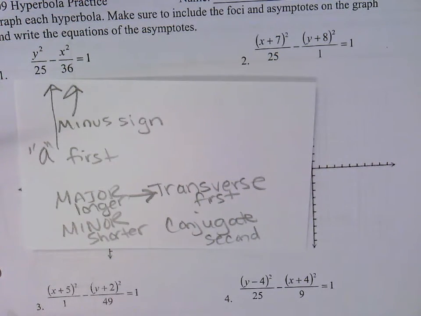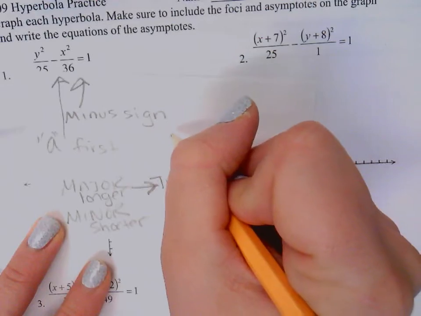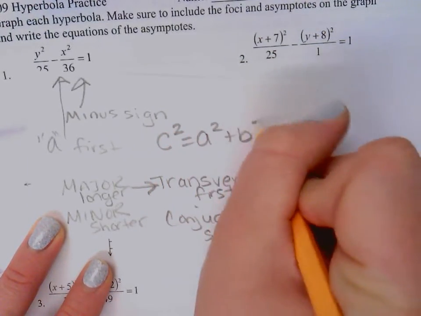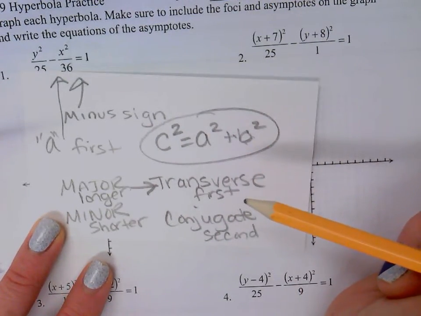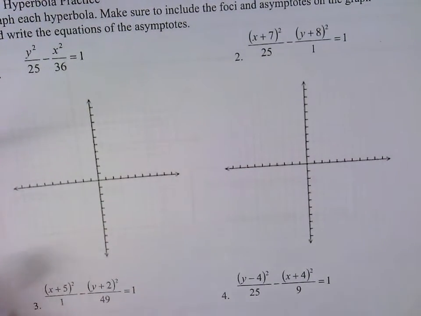And then there was one other difference that I'll put up on the board, but I'm just writing it for the purpose of this video right now. C squared is now A squared plus B squared for a hyperbola, right? So there's a new relationship between A, B, and C that we also need to keep in mind. So I'll put that equation up on the board: C squared equals A squared plus B squared.